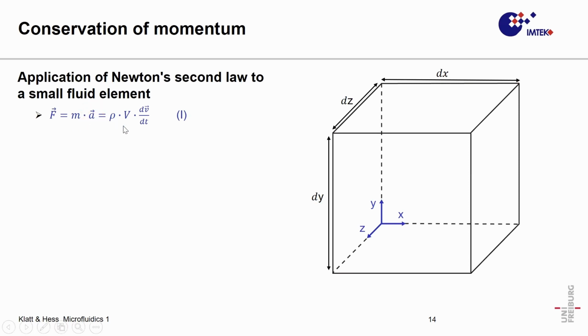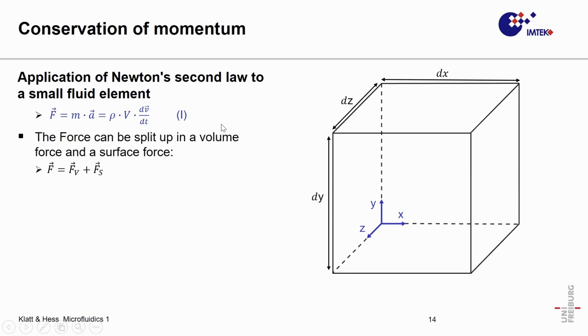And this can be rewritten as density times volume times the derivative of the velocity with respect to time. We now want to split up the force, so the left-hand side, into a volume force and a surface force, denoted by the subscript V and S. To simplify things, we now want to only consider the x direction. So we only consider the components of the forces which are in the x direction.